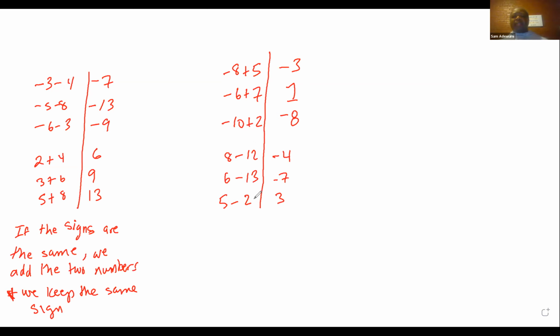Okay, so based on this, we can now write a rule. And now let's look at the value. So we have a concept for the sign. Let's look at the value. What's 8 minus 5?